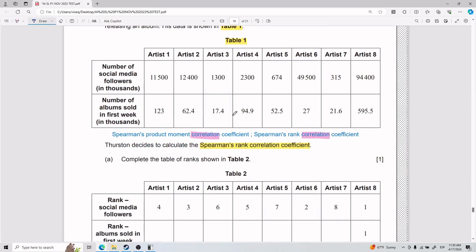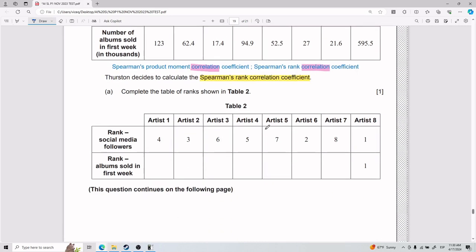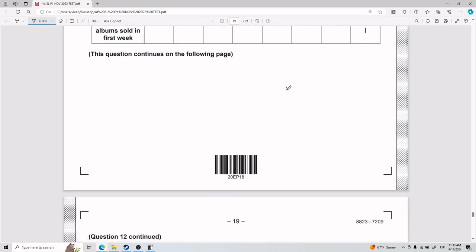Now, first things first, what is correlation? Correlation helps you find a relationship between two variables. So, for example, if you have hours playing League of Legends, and here you have your rank. Okay, the more you play League of Legends, you tend to have a better rank.